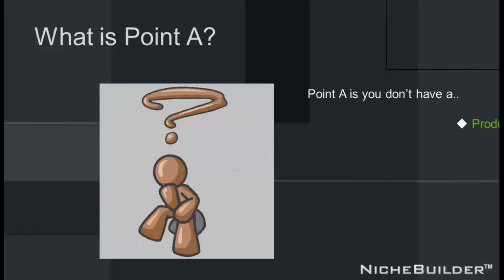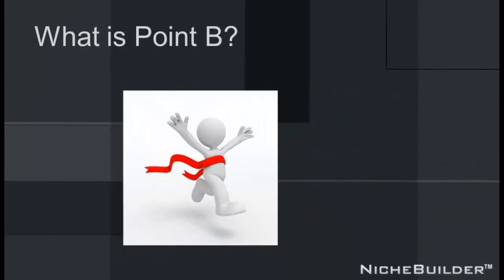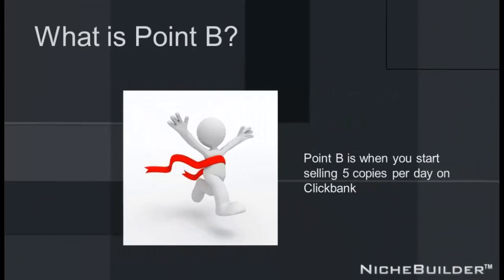So let's look at point A. Point A is probably where you are right now. You might have an idea or some sort of inclination towards what you want to do, but you probably don't have any product at all. And point B is the gold at the other end of the rainbow, and that's when you would be selling 5 copies of your info product per day on ClickBank. And then you have the steps in between.